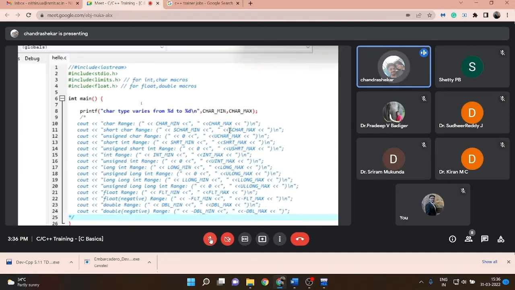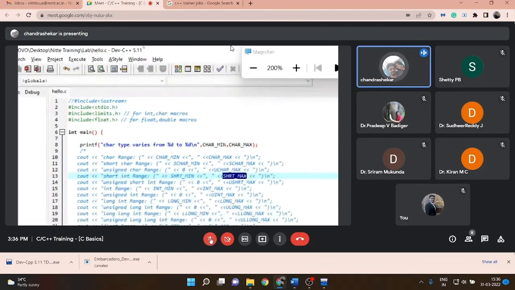Similarly, they have predefined values for all these things: signed char max, signed char min, short min, short max. This way we can print them out. This is defined in limits.h. These are the limits of the C language data types. It will have all the limits, even the maximum size of the file name and the maximum size of the directory name. All the limits will be mentioned in this limits.h.